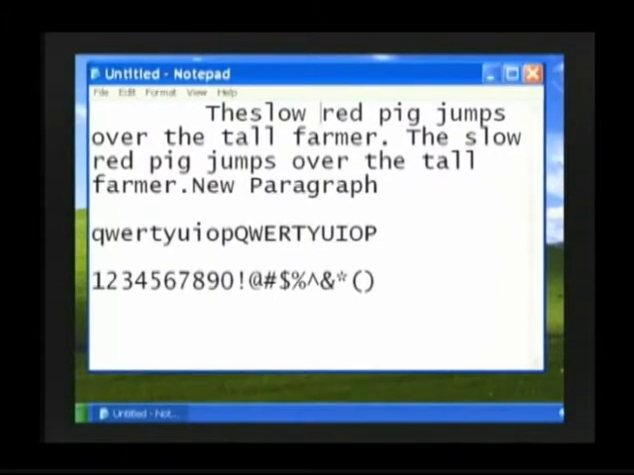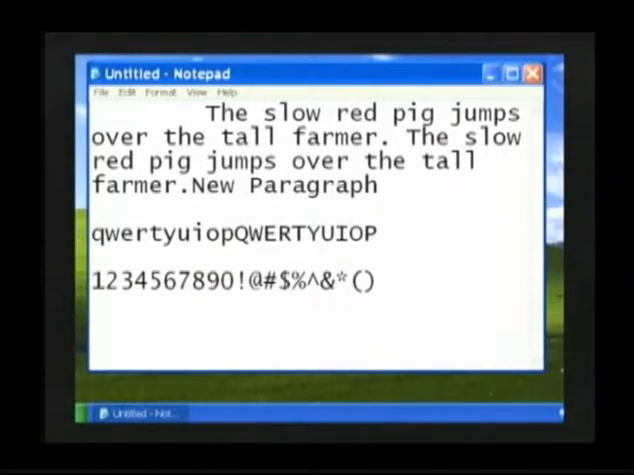Let's try that situation again. Let's move our blinking cursor between the words "the" and "slow." And let's press the space bar one more time, and we will separate the two words "the" and "slow," and our sentence is back to normal.